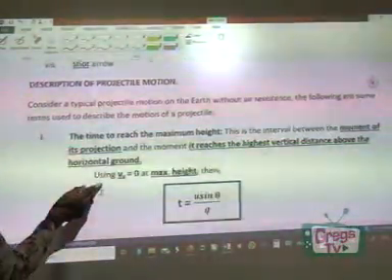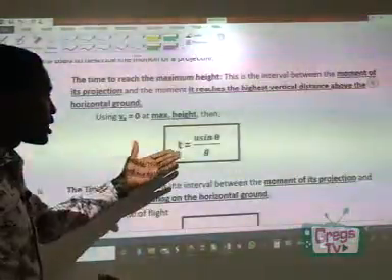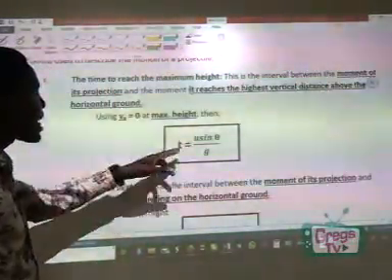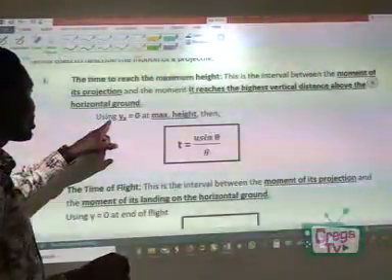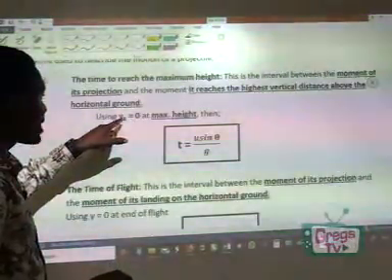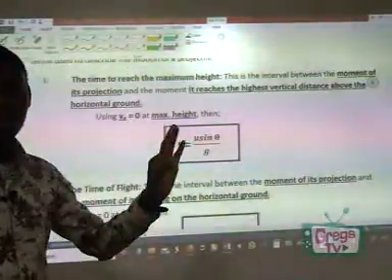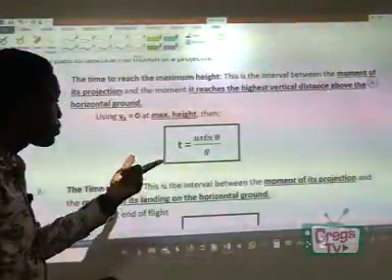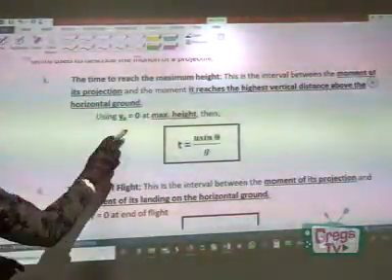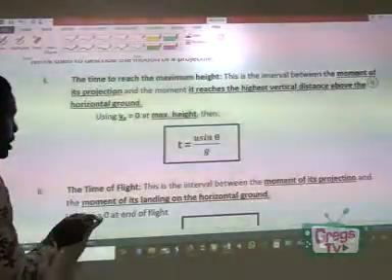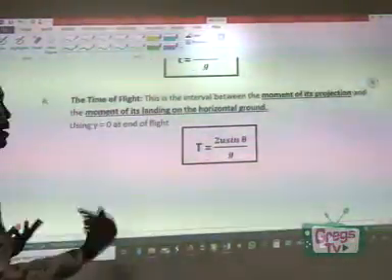In most cases, as you all know, the formula for calculating that is u sine theta over g. There is a keyword there, and that keyword is Vy, that is the vertical component of your velocity or speed, which is 0 at maximum height. Please always note this. Now the next thing we will be looking at will be the time of flight.